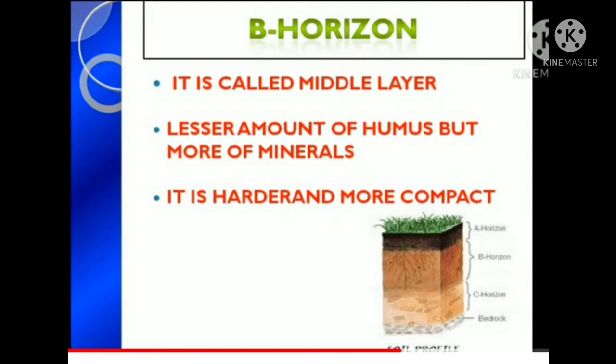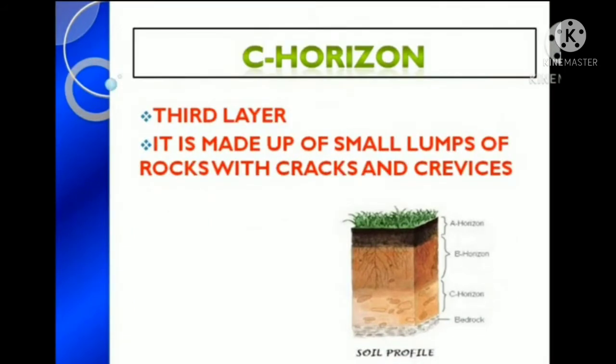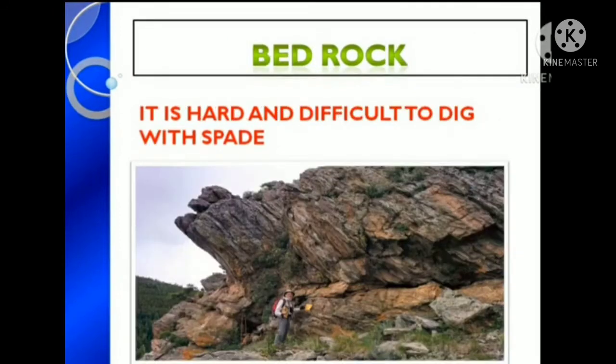Next layer is the B horizon. It has lesser amount of humus but more of minerals. It is called the middle layer. This layer is generally harder and more compact. The third layer is the C horizon, which is made up of small lumps of rocks with cracks and crevices. Crevices means a narrow opening, especially in a rock or wall. Below the C horizon is the bedrock, which is hard and difficult to dig with a spade.